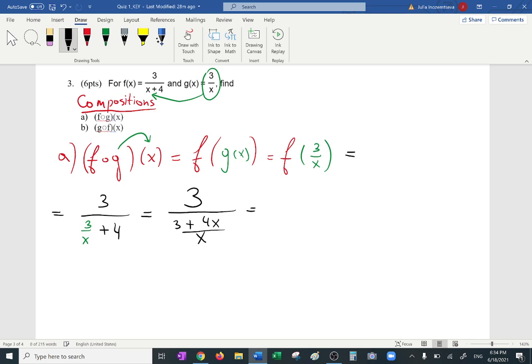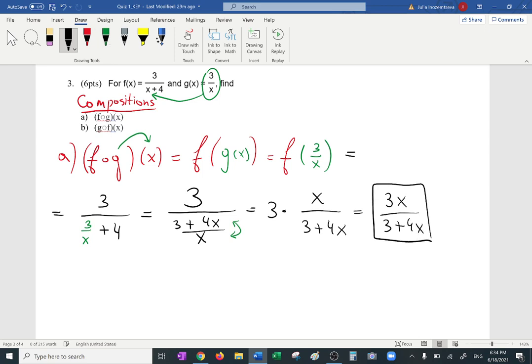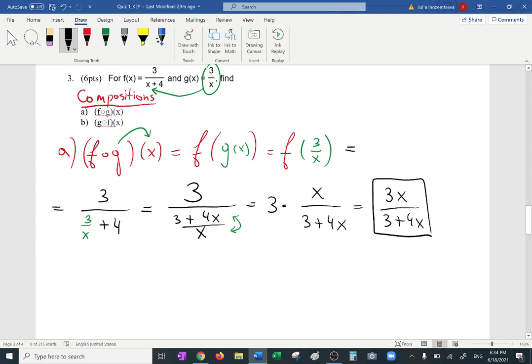Now, when you divide by a fraction, you multiply by the reciprocal of that fraction. So technically speaking, you just flip it. 3 is standing outside, and then I'm multiplying by x over 3 plus 4x. So the final answer is 3x over 3 plus 4x. And that is the result of the first composition.